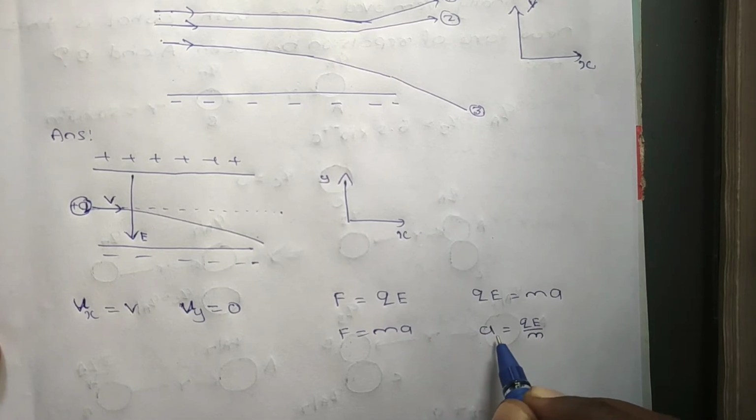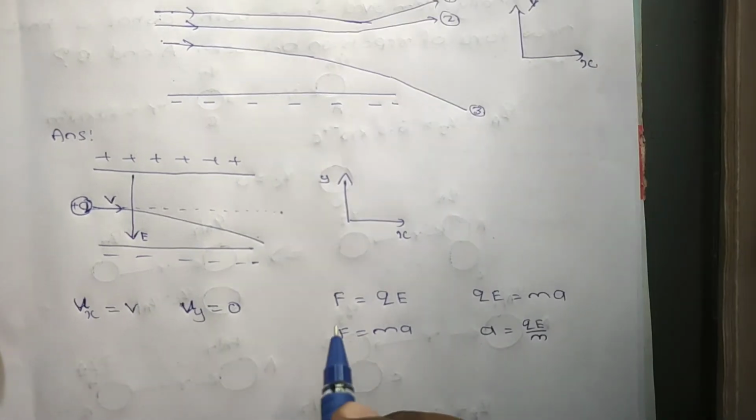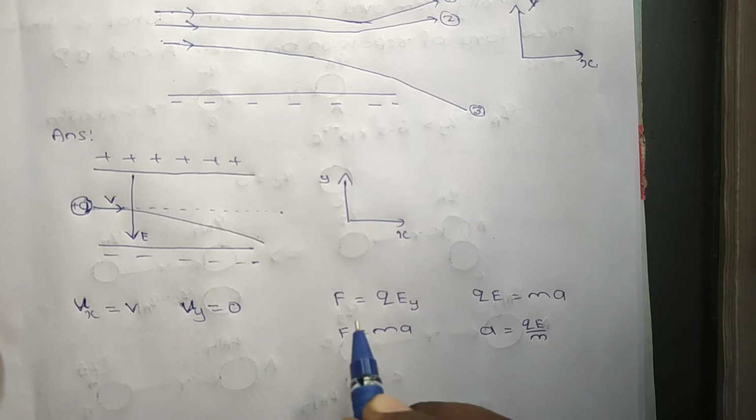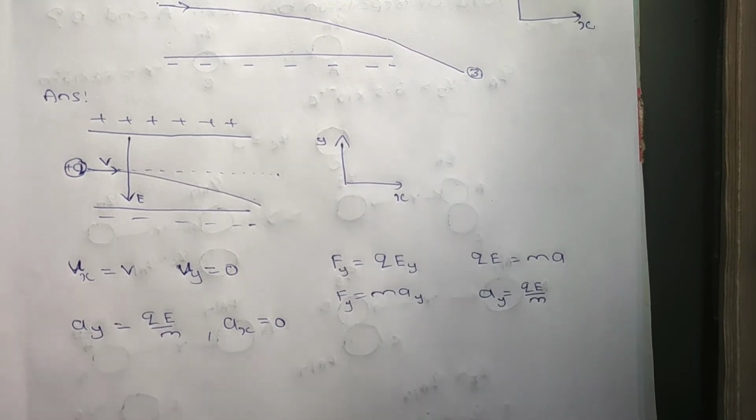This acceleration is along which direction? This electric field is along the y-axis, so force is along the y-axis, and acceleration also along the y-axis. Is there any acceleration along the x-axis? No. The acceleration along the y-axis is QE by M. Acceleration along the x-axis is 0 because there is no force acting along the x-axis.